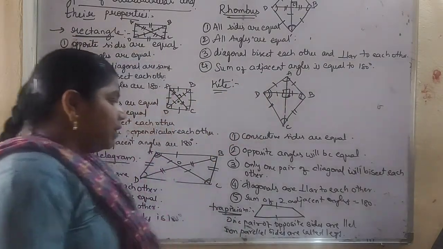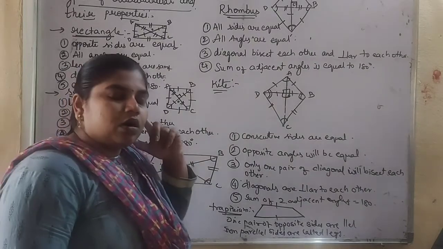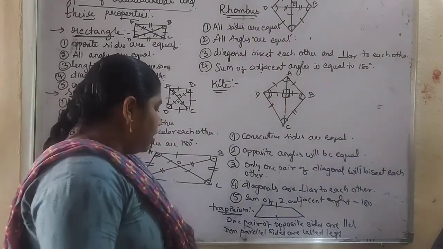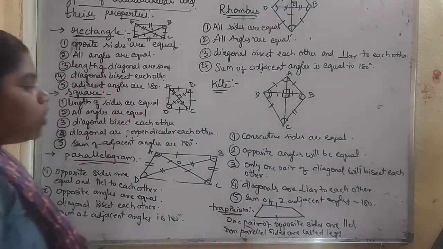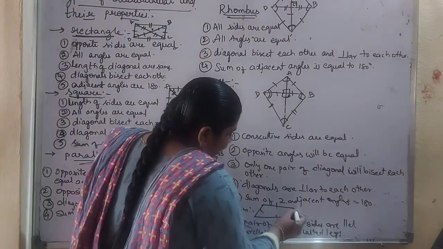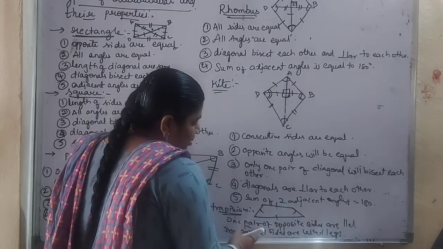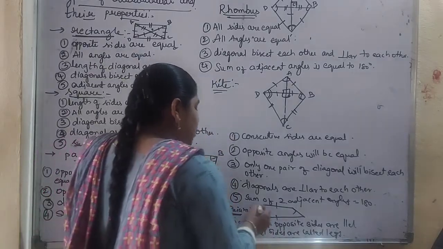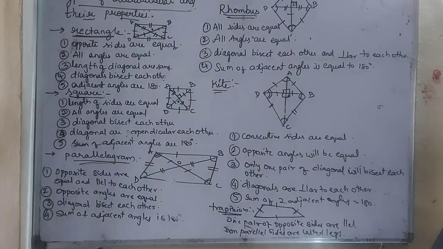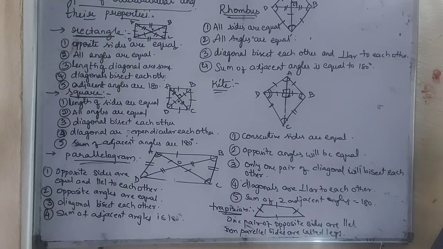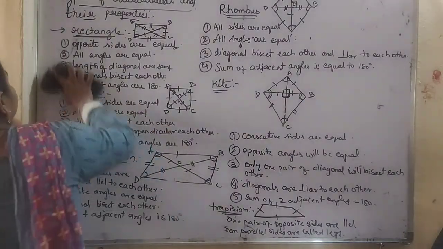And in trapezium, only one property, what is that? One pair of opposite sides are parallel and the non-parallel sides, these and this, are called non-parallel sides. We will call that as what? Legs. So these are the properties of quadrilaterals and types of quadrilaterals. Now on this, we are going to start exercise number 2.